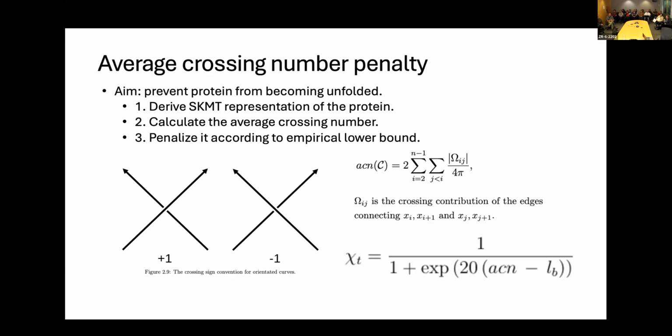If we have a linker like this, and there's something going through it, then the middle point will be retained. So this SKMT representation provides the simplest number of points that preserves the overall entanglement of the protein.